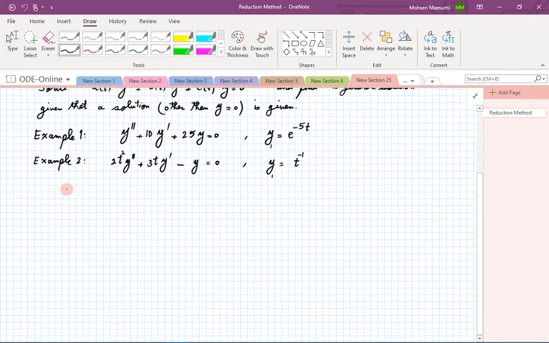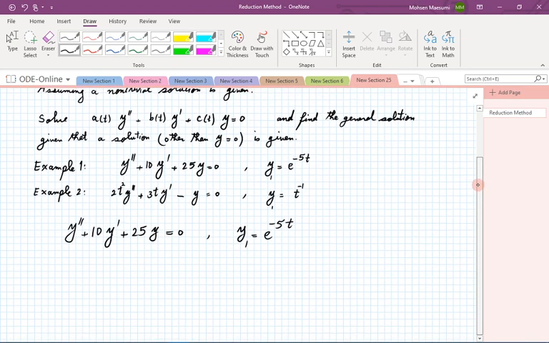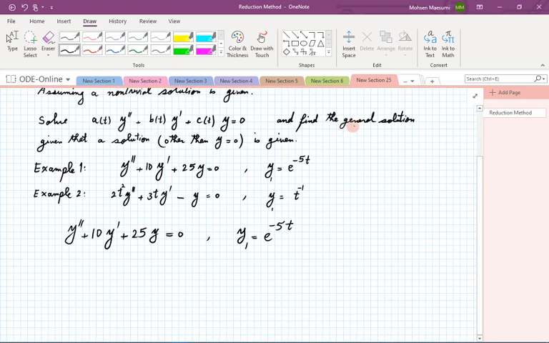So we start with our equation, y double prime plus 10 y prime plus 25 y equal to 0, and from some source we know that one of the solutions is exponential of minus 5t. The question is, who is going to play the role of the second one? Or in general, we might be asked to find the general solution.